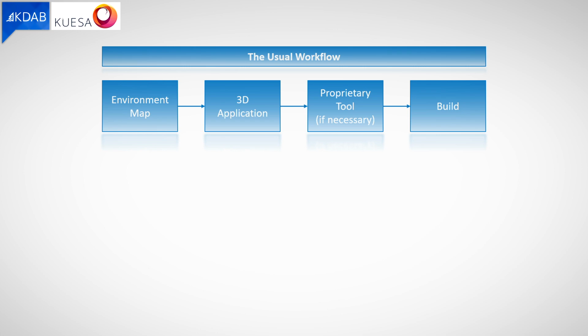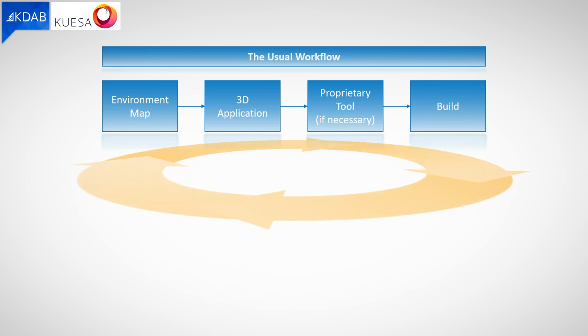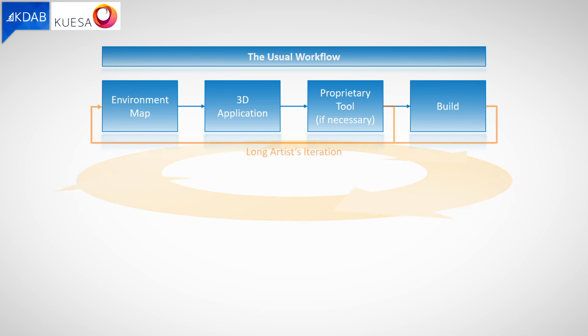Imagine you are not satisfied with the visual result or need to change something. The artist works on the environment map, does changes in the 3D app, if a design tool is required, re-imports and re-exports, and then builds the app to examine the final result. Even for tweaking just a property of the material, the artist would need to re-export and build or use a proprietary tool, and thus needs to have a big part of the pipeline installed, including the dev environment. So we have a long iteration loop here.